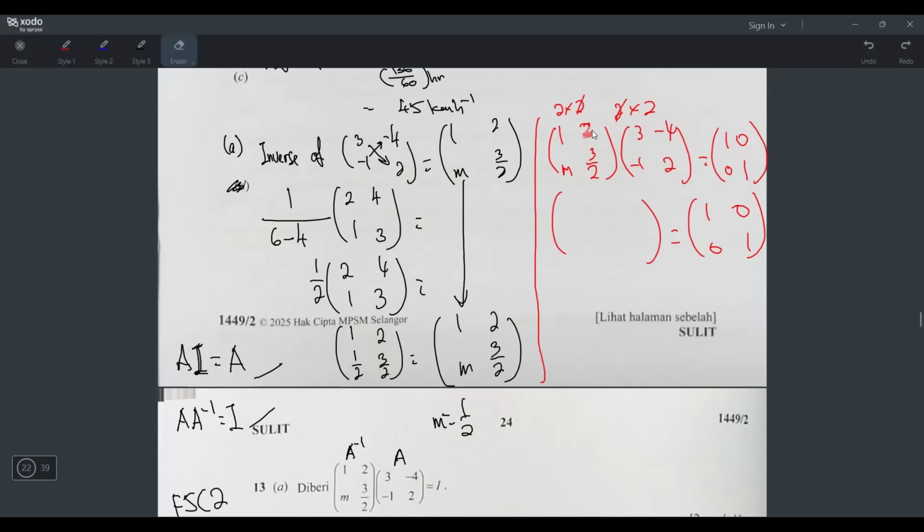So let me write again this one. So this one is 2. Okay, so I'll start with the first row 1 2, and then first column. Okay, and I'll write here. So 1 times 3, and then 2 times negative 1 like this.